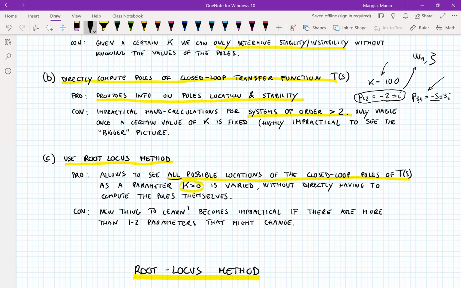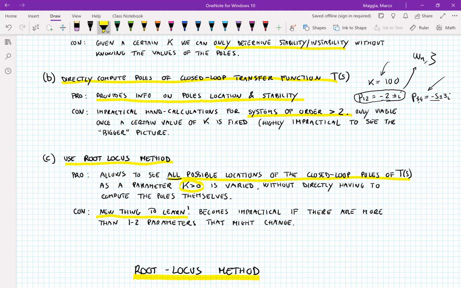What are the cons for this method? Well, it's a new thing to learn. But that's why I'm here, and that's what we're going to do this week. We're going to learn how to draw the root locus. That is, once again, and I'm going to repeat it ad nauseam, the root locus method allows us to see all the possible locations for the poles of the closed loop system, or the poles of the closed loop transfer function T(s).